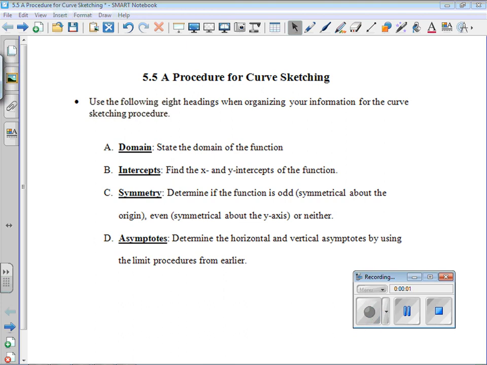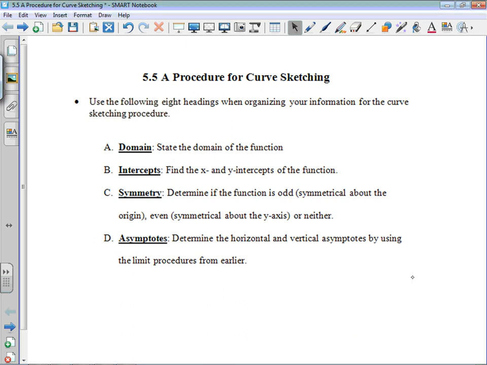All right, welcome to 5.5 in Math 31, which is the entire curve sketching process itself, which looks intimidating for sure. Usually when we test this, we actually give you the headings or the titles of the headings so that you don't have to remember all that, because it is a lot of stuff to remember. Just talking through them quickly.